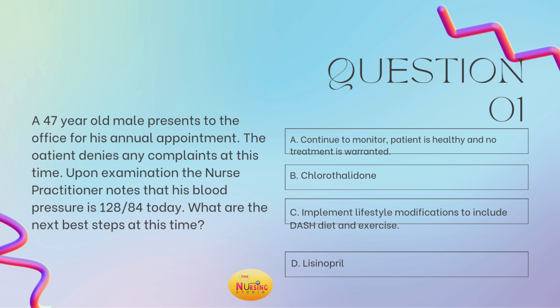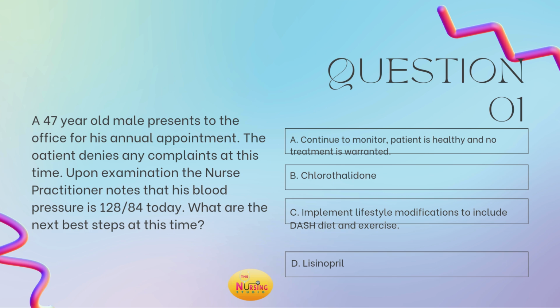So with pre-hypertension, what do we do? We implement lifestyle modifications like our DASH diet, exercising for 30 minutes at a time, 5 days a week, right? Or if it's more of a high intensity exercise, you can do 75 minutes instead of the 150 for the week, right? So you can cut that in half.